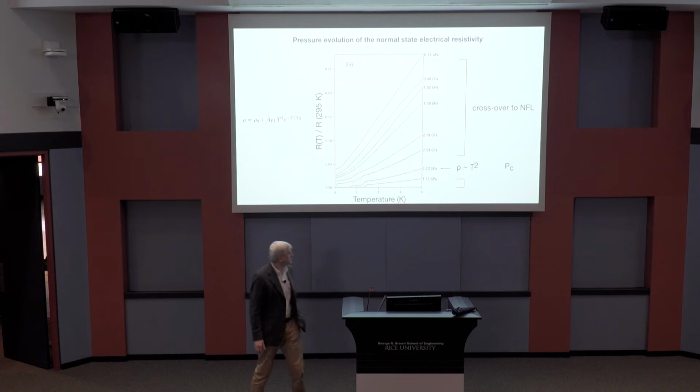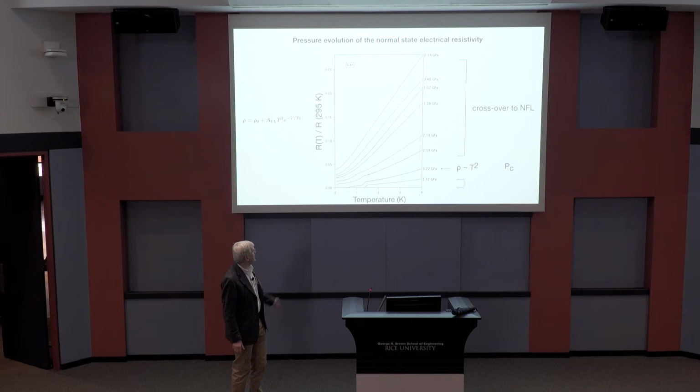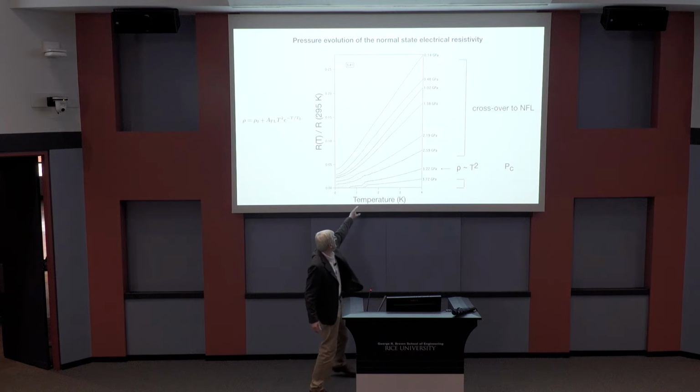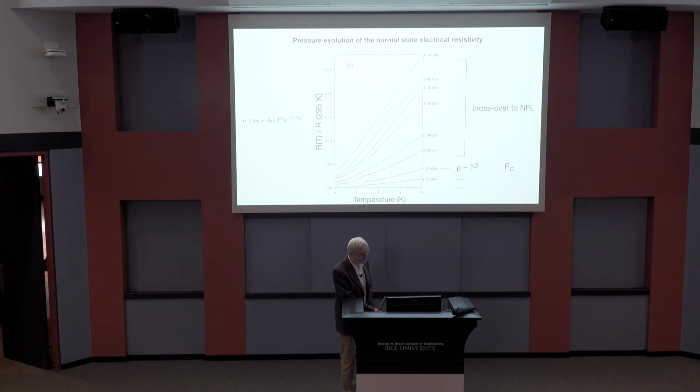So we're going towards a quantum critical point. These curves are increasing in pressure as we go down. And the non-Fermi liquid bit that we're happy with, which is a non-T squared resistivity, is becoming less and less important until we get to the critical pressure, which is here, where we get a perfect T squared resistivity. So it's exactly the opposite of what we're used to.